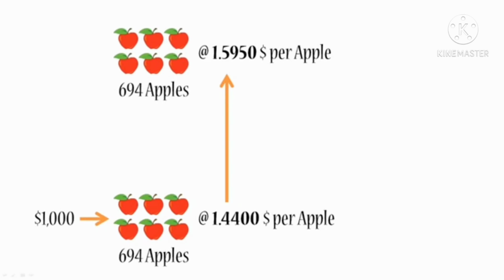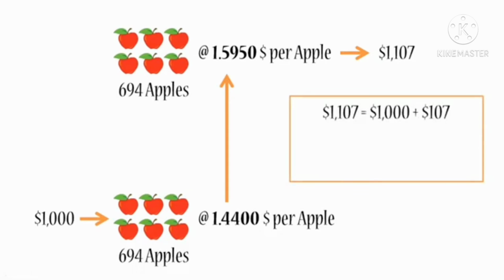And at this point in time, he still has 694 apples. What he did with these apples next is he sold them at the new price, and in return he got $1,107. So as you can see, he started with $1,000 and now he has $1,107. So if we break this final amount up, we can see that $1,000 is the starting amount on his account, and $107 is the profit that he made.